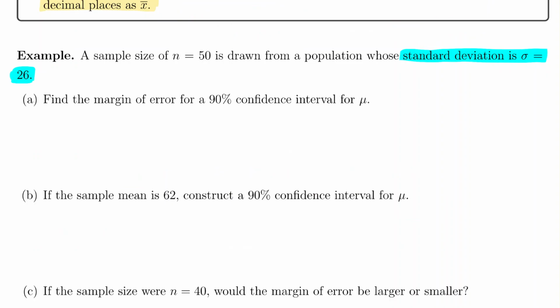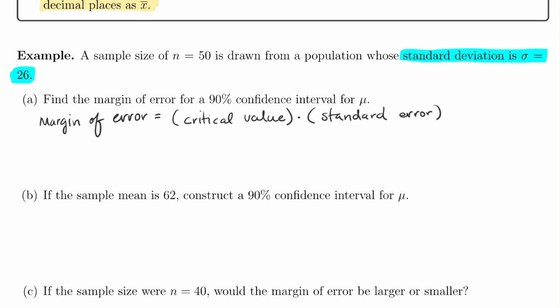So as I'm working to solve this problem, I'm just writing down the formulas first. Writing down the formulas helps me figure out what I need to find, and it's kind of outlining the steps for me. So the margin of error is equal to the critical value times the standard error. Now specifically, it's the critical value for a 90% confidence level.